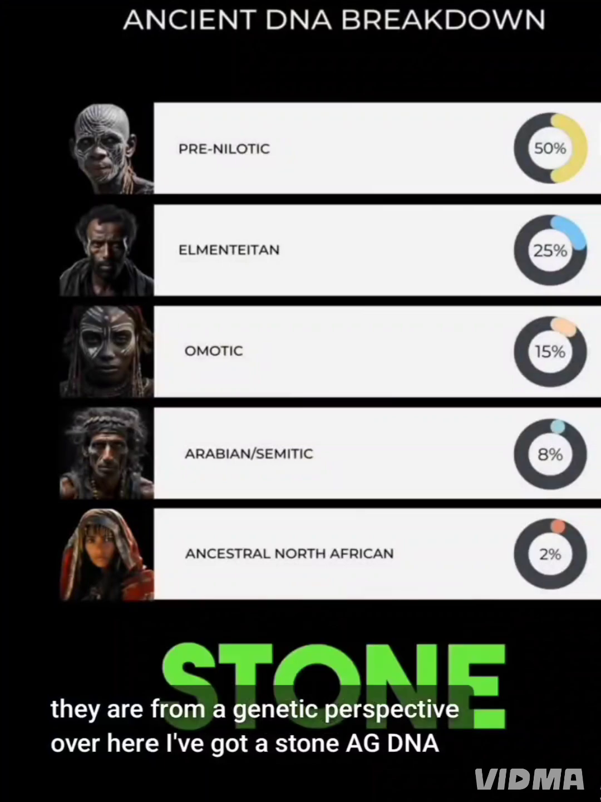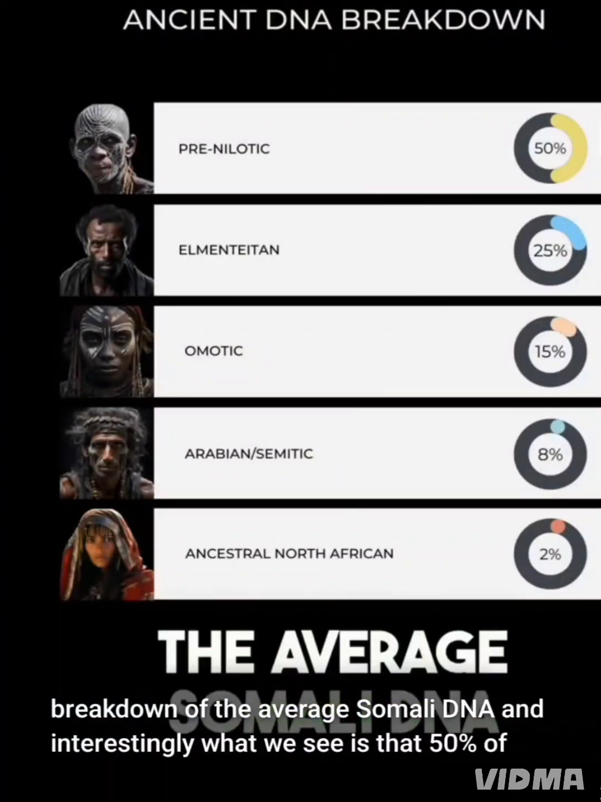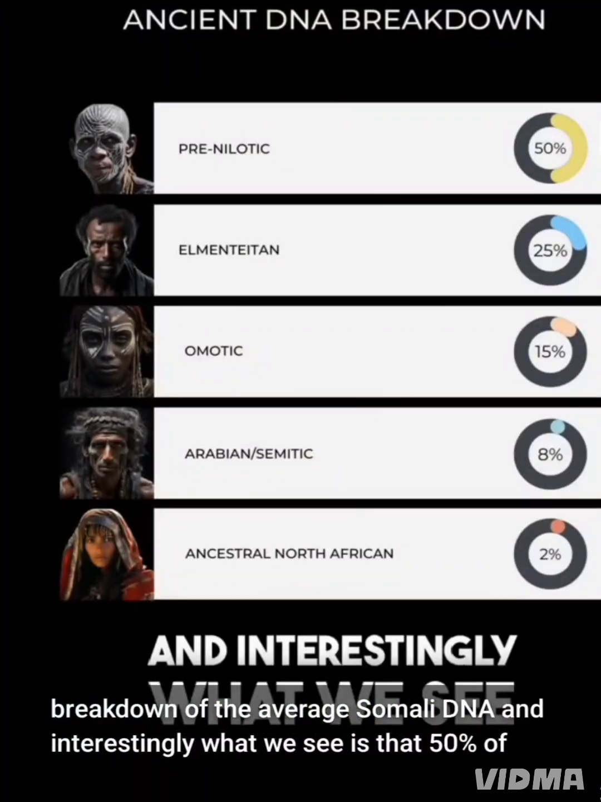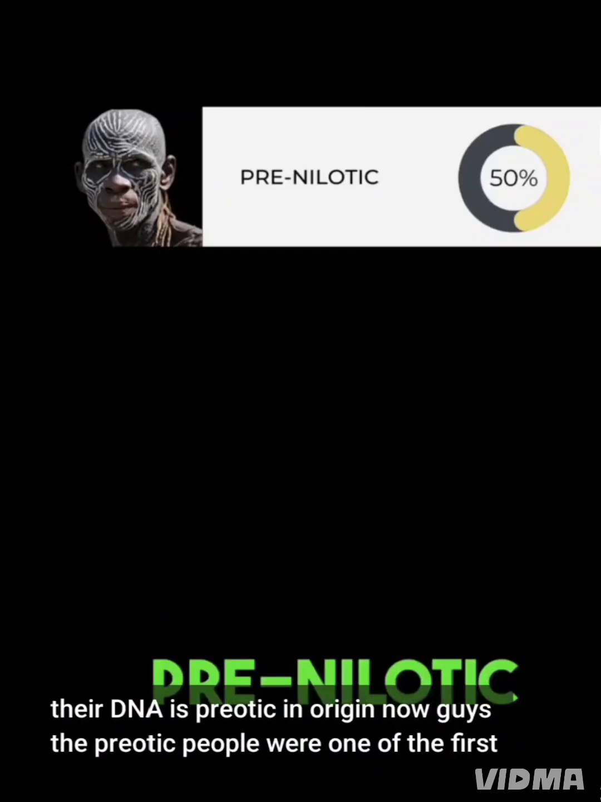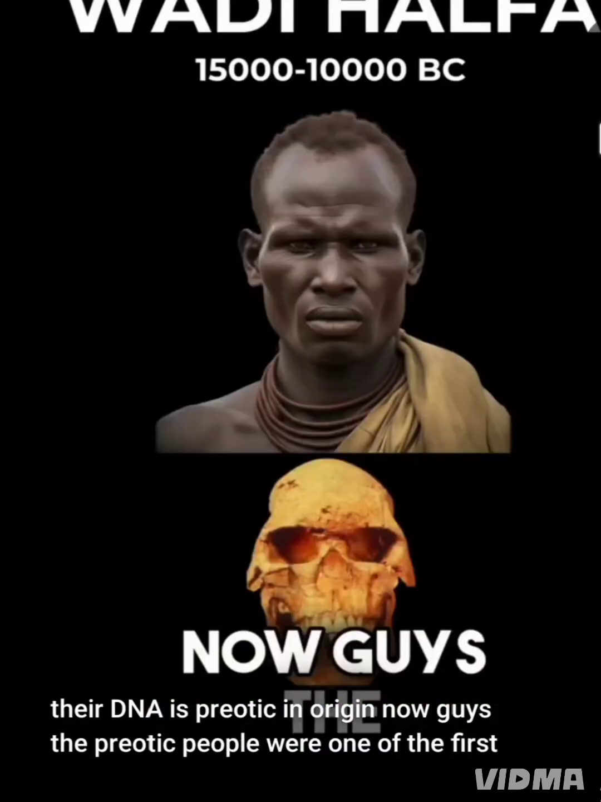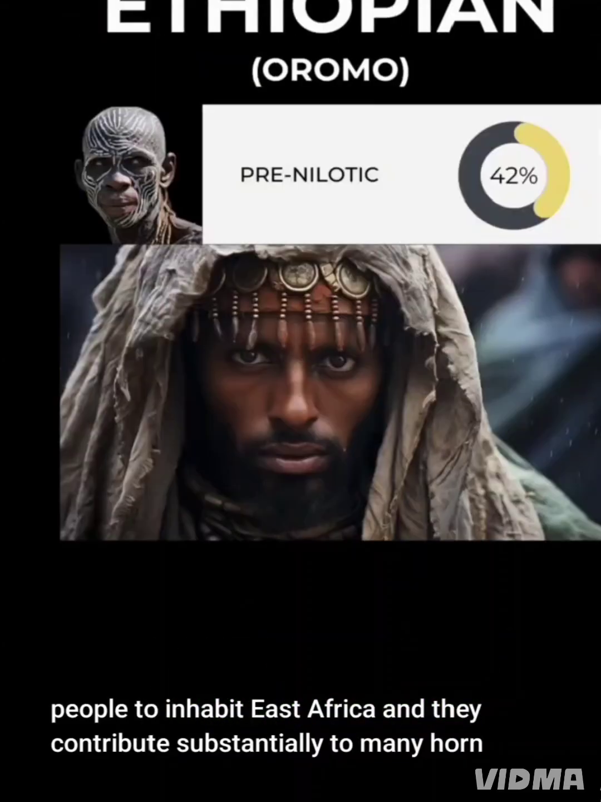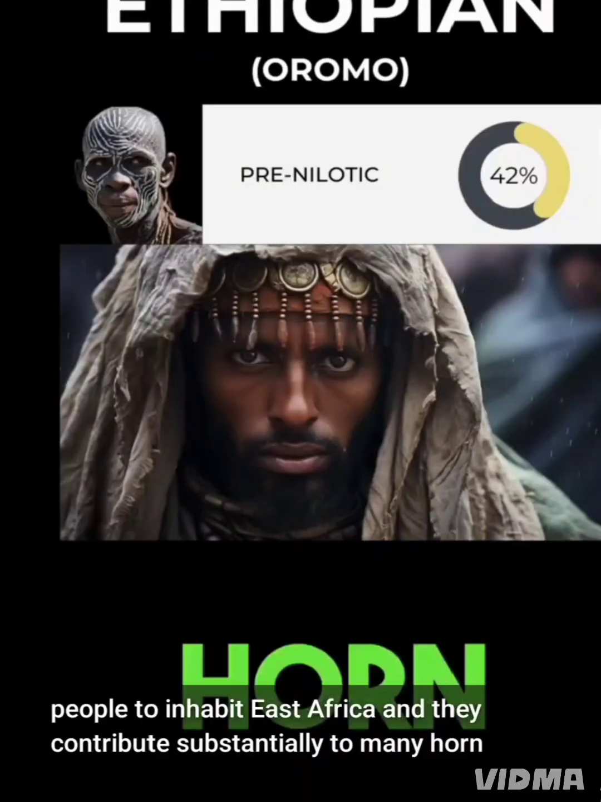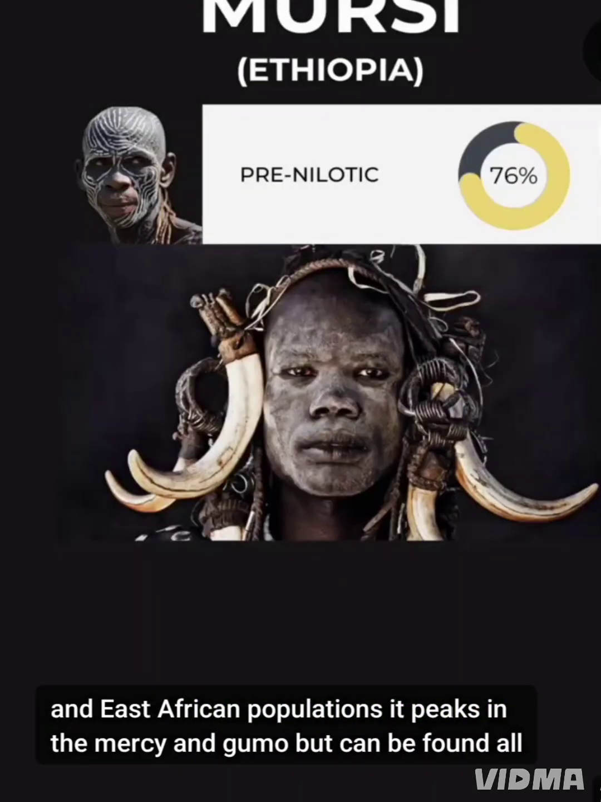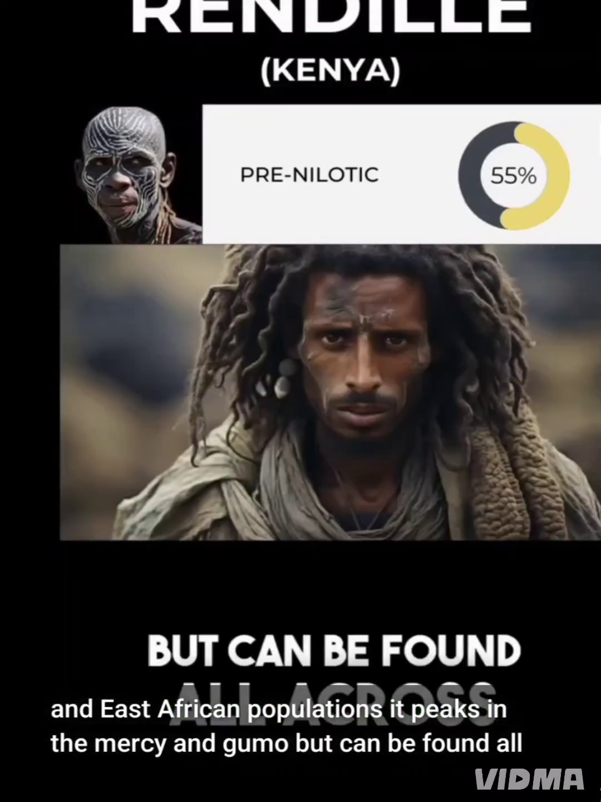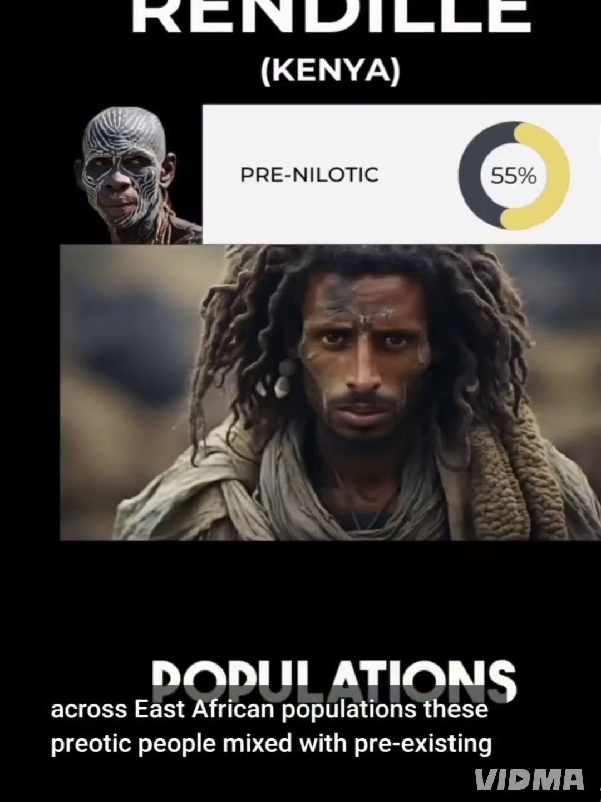Over here, I've got a Stone Age DNA breakdown of the average Somali DNA. And interestingly, what we see is that 50% of their DNA is pre-Nilotic in origin. Now guys, the pre-Nilotic people were one of the first people to inhabit East Africa, and they contribute substantially to many Horn and East African populations. It peaks in the Mursi and Gumuz, but can be found all across East African populations.